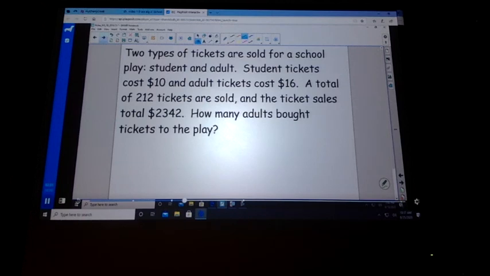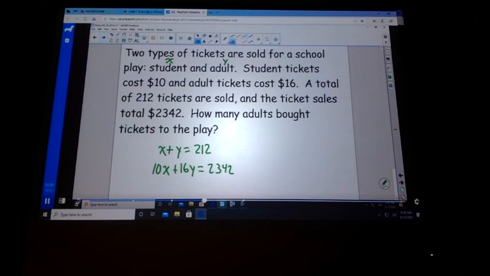So there are 2 types of tickets sold for a school play, students and adults. So I'm going to call the students x, I'm going to call the adults y. Student tickets cost $10, adult tickets cost $16. A total of 212 tickets were sold. The tickets total $2,342. Okay, so student tickets plus adult tickets, regardless of cost, we sold 212 of them. But then we realized we had $10 for each student ticket and $16 for each adult ticket, and they made $2,342. Okay, so this is a system of equations.